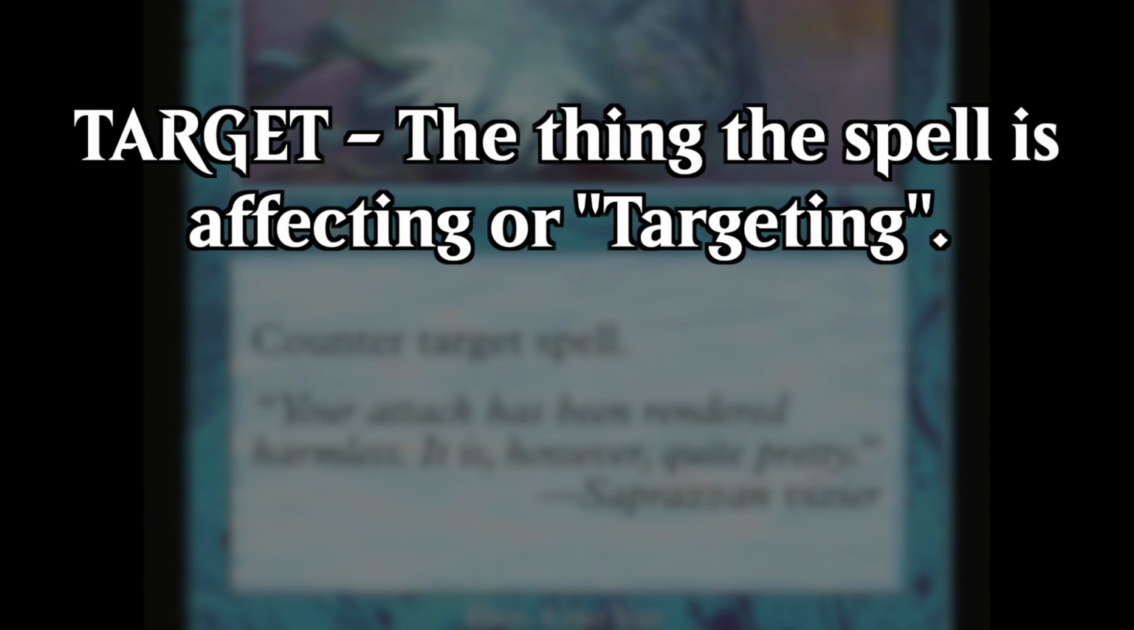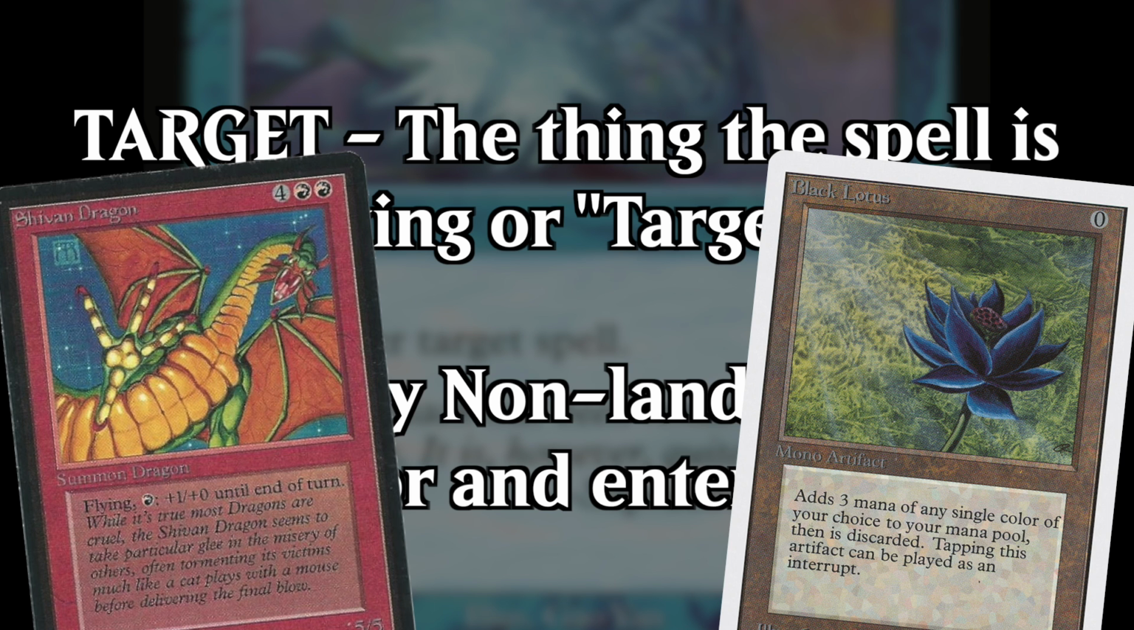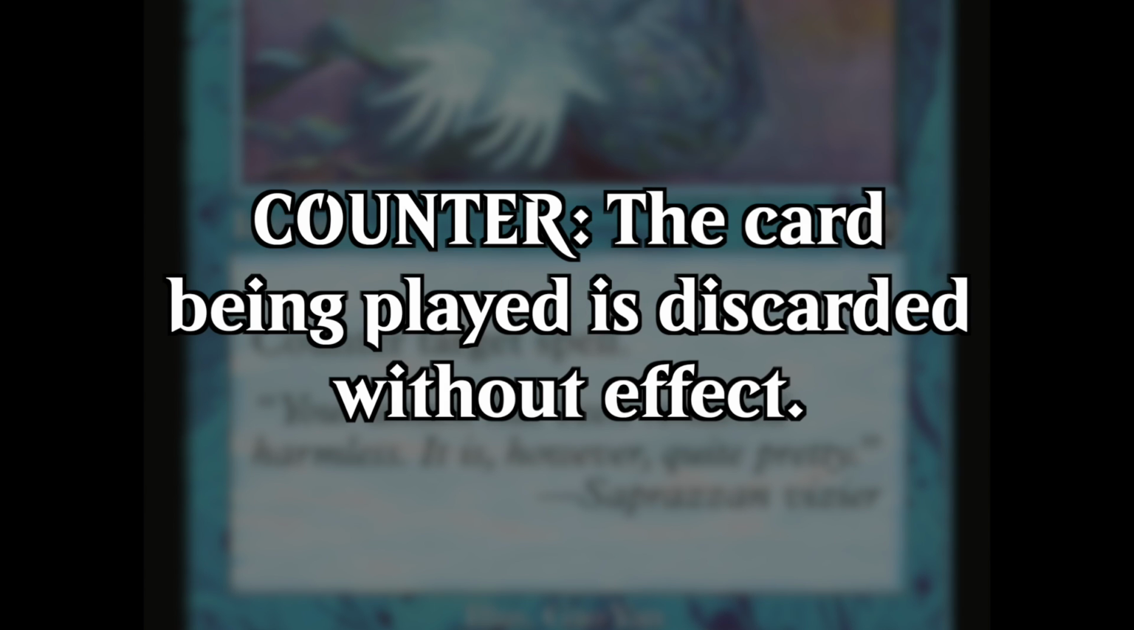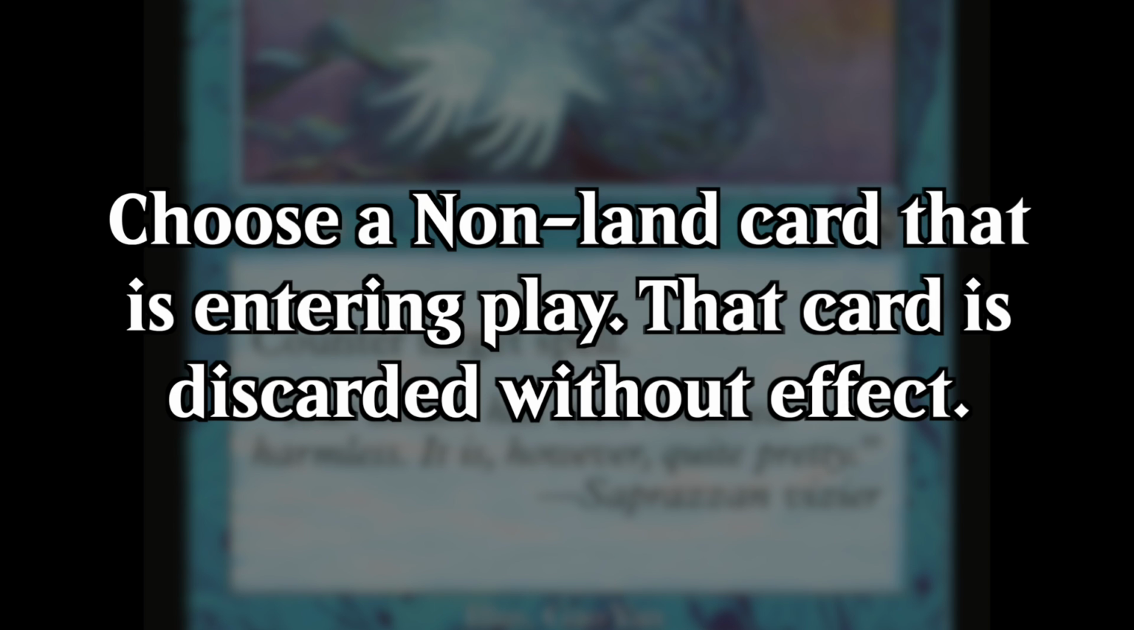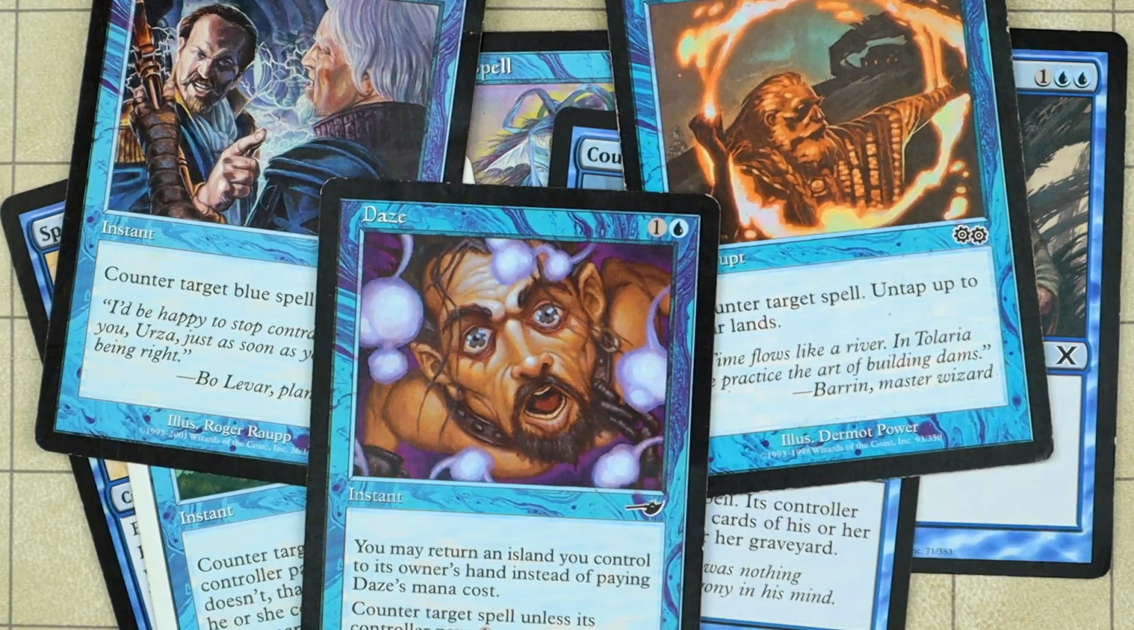And spell is any non-land card that is in the process of entering play, whose costs have been paid for but whose effects have yet to go off. This includes creatures and artifacts, as the spell is conjuring them into play. From this, counter is pretty easy to figure out. It stops that spell from working. Written in full text, it would read something like, "choose a non-land card that is entering play. That card is discarded without effect." But by consolidating it into "counter target spell," and by having these terms be consistent across all of the other cards in the game, players get what's happening.